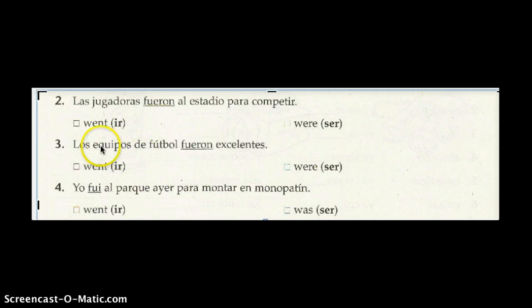All right, so moving on. Los equipos de fútbol fueron excelentes. Again, excelentes, what does that mean?